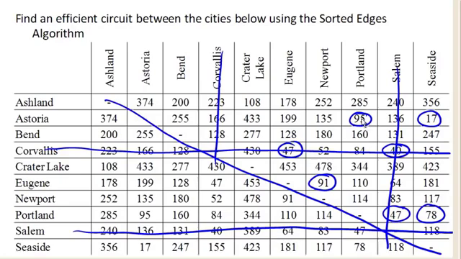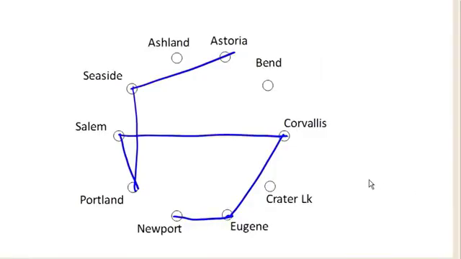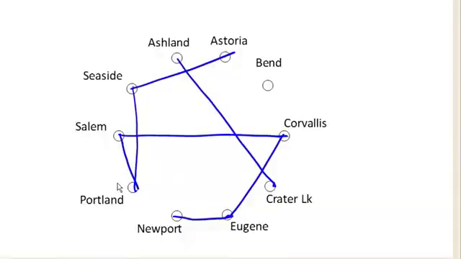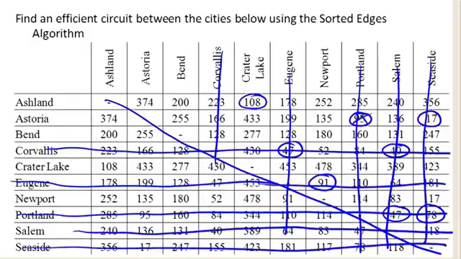How about Ashland to Crater Lake for 108. So Ashland to Crater Lake. We can add that one just fine. So now we can eliminate, again, considering Portland and Seaside and Eugene from our list, because they already have degree 2, and we don't want degree 3. So I went ahead and crossed them off our list here. And so now we look for the next cheapest edge in our list here.